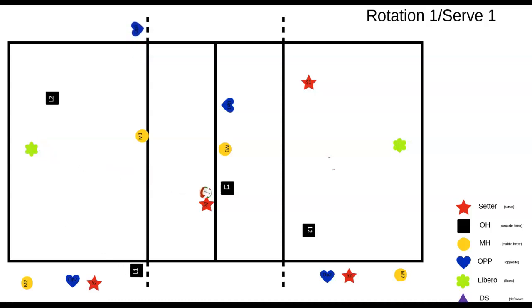And I want you to notice our L1, her second job after passing is hitting. Our opposite, her second job after passing is hitting. Both of those knew that they weren't passing the minute the ball went to the libero, so they could instantly move into the best position to hit. Our opposite is going to stay on the left and hit a left for one, and our L1 is going to stay on the right and hit a right for one.